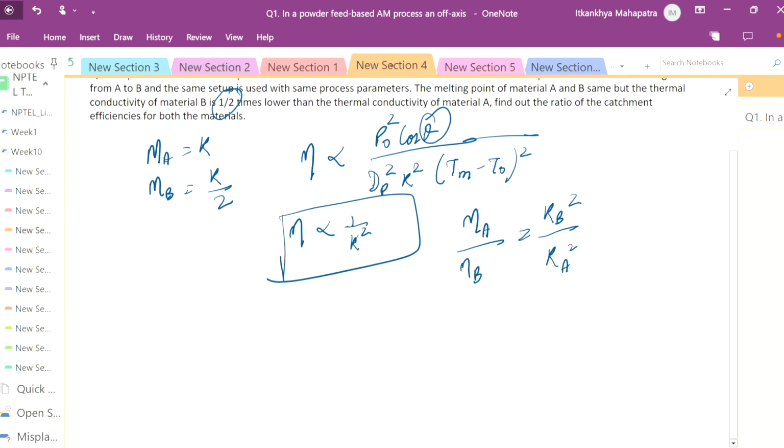You put the values, and (K by 2) square divided by K square will be 0.25. The answer is 0.25.